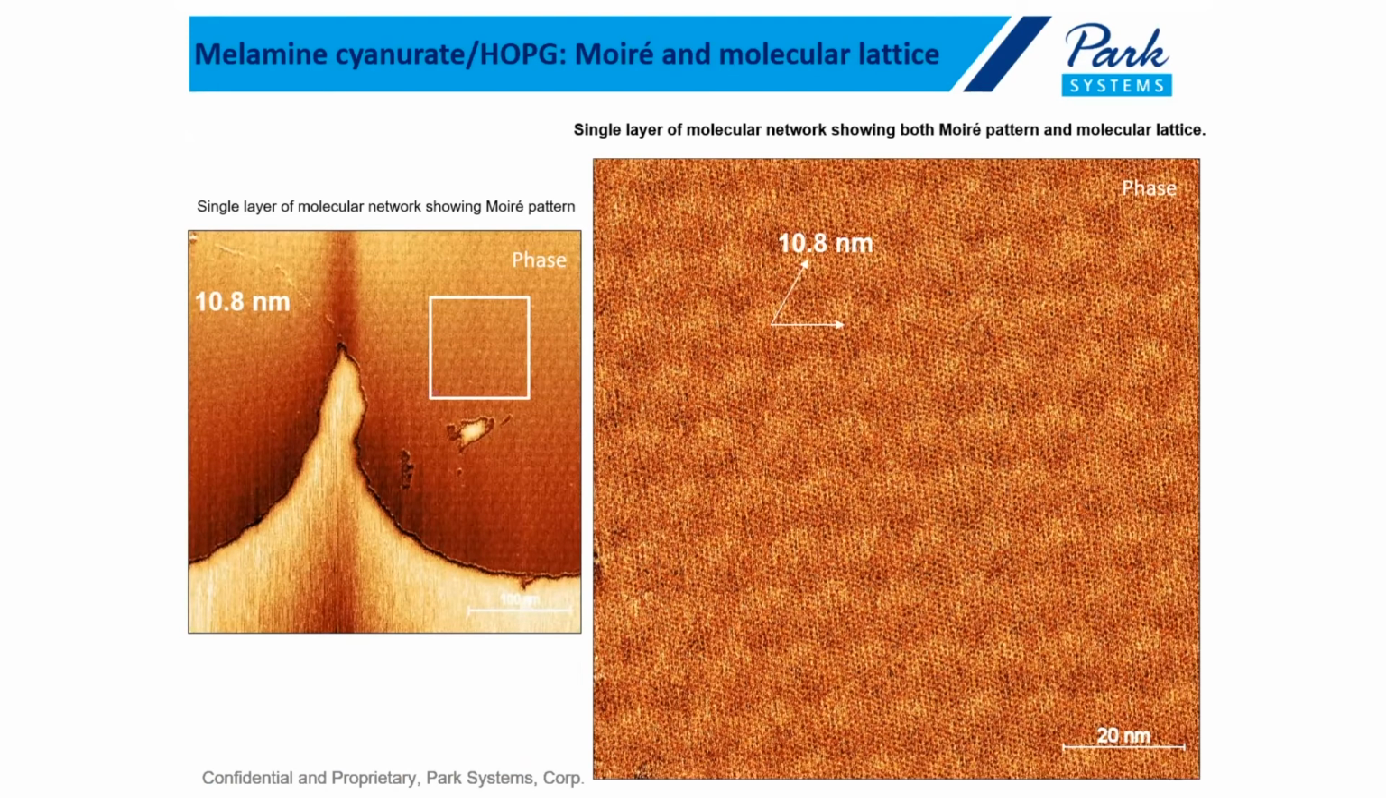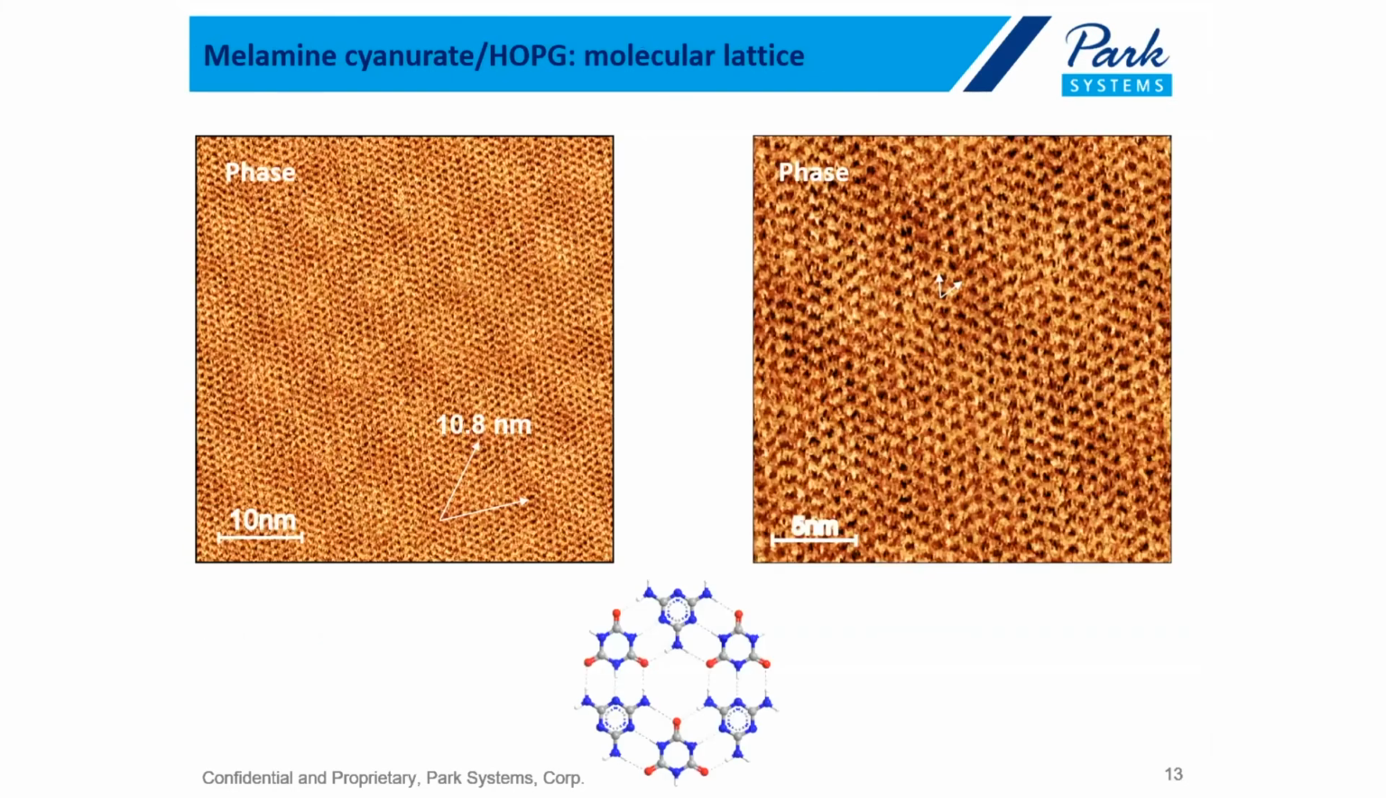But when we zoom further, for instance, in this square region, we can see both the Moiré pattern, which is 10.8 nanometers, and we're starting to see the molecular lattice. So in this image, you actually see both. If you zoom further, you can exclusively see the molecular lattice, which is 9.8 angstroms. You can't see the Moiré pattern anymore, but that gives you an idea of what kind of resolution you achieve on those very delicate structures in ambient.